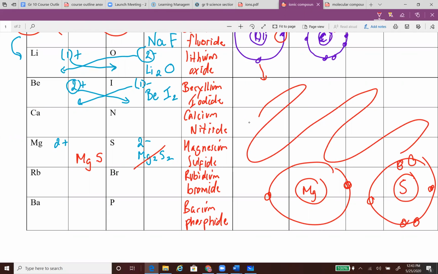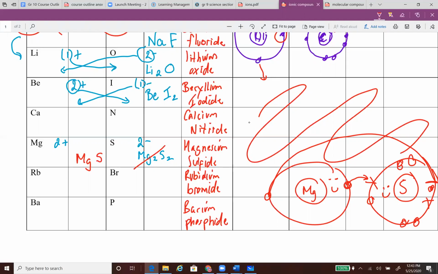Sulfur wants 2 electrons. You can see that it would want 1 more here and 1 more there. So magnesium wants to lose 2 electrons. So one magnesium atom would be able to make 1 sulfur atom very happy, or we can say 1 sulfur atom would make 1 magnesium atom very happy, because 1 magnesium atom could donate 2 electrons, and then they'll both be happy.